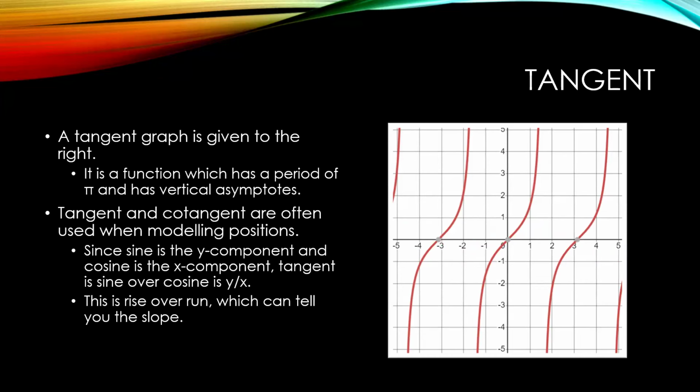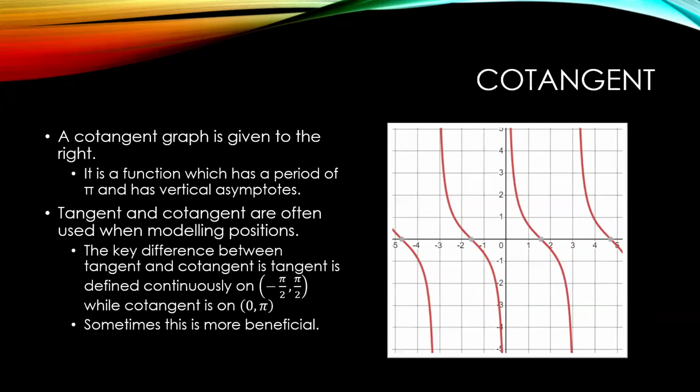Tangent is a little bit messier. We can think of it as sine divided by cosine. And so tangents and cotangents are often used when modeling position. Since sine is the y component and cosine is the x component, the tangent is the sine divided by the cosine, which is y over x. We can use this to represent rise over run, which can tell us the slope. And sometimes we need to go the other direction. And so that's when we would use the cotangent. So here's the graph of the cotangent function. Again, this would be cosine divided by sine.